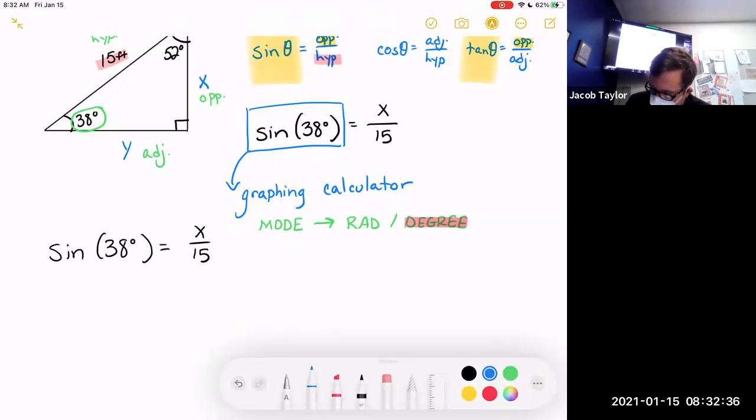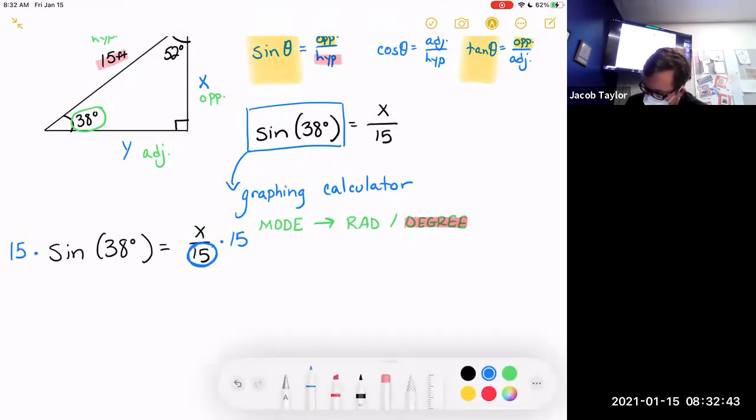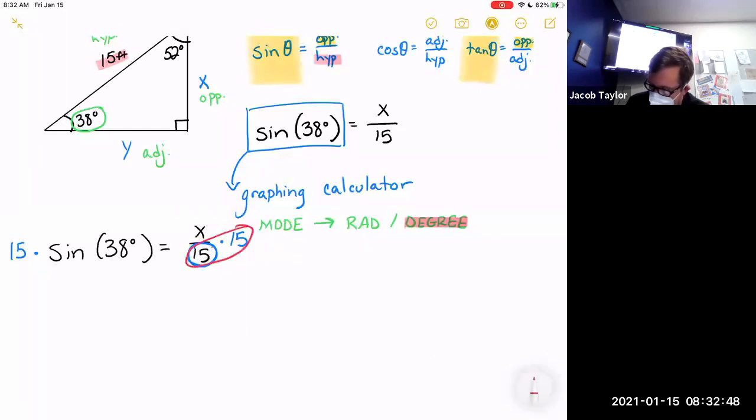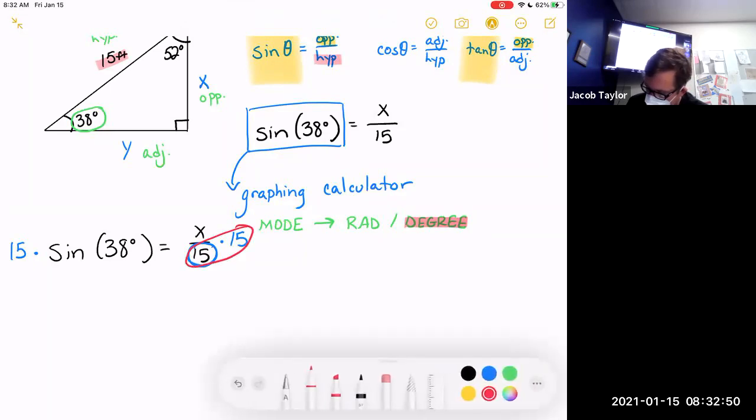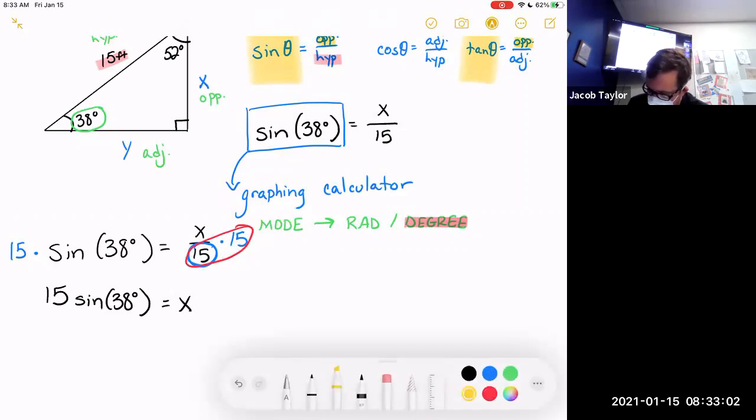To solve for x, I need to get rid of the 15. So I'm going to multiply both sides of this equation by 15. What that's going to give me over here on the right side of my equation is just x. The 15 and the 15 will cancel, and that will leave me with just plain old x. And on the other side, I have 15 times sine 38 degrees, and I'm going to leave that as my answer. This is the exact answer.